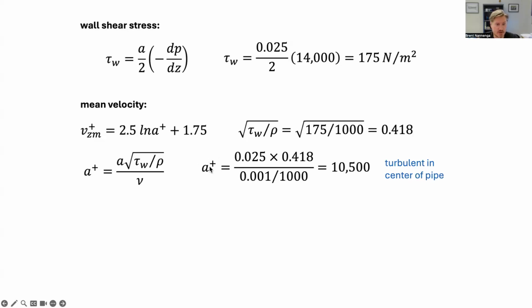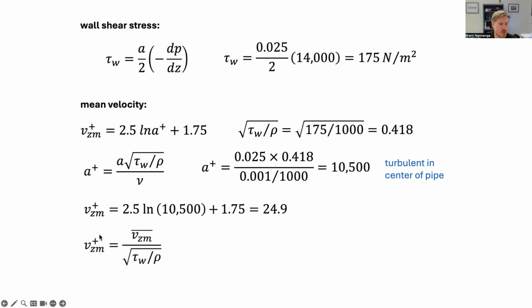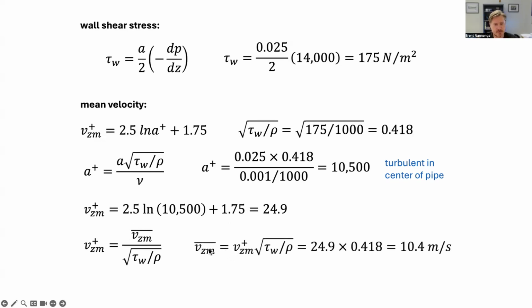Okay, so now we have our A plus, we can plug it into this equation up here. That gives us 2.5 natural log times our A plus, plus 1.75, and we get our dimensionless mean velocity is 24.9. And dimensionless, there's no units here. Now, again, we use our friction velocity as the key to go between our dimensionless mean velocity and our actual mean velocity. So we rearrange the equation to solve for our actual mean velocity, which is just our dimensionless mean velocity times our friction velocity. If you do that, you get 10.4 meters per second. That's our mean velocity of the pipe.